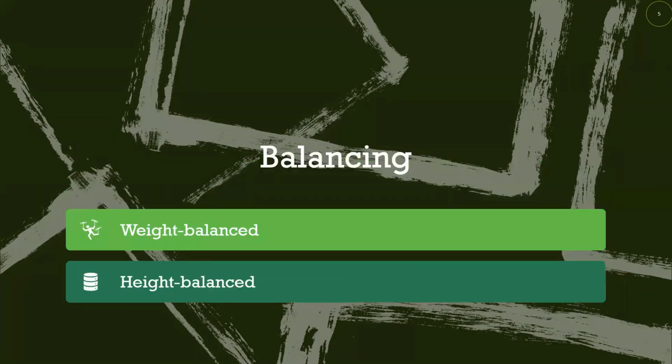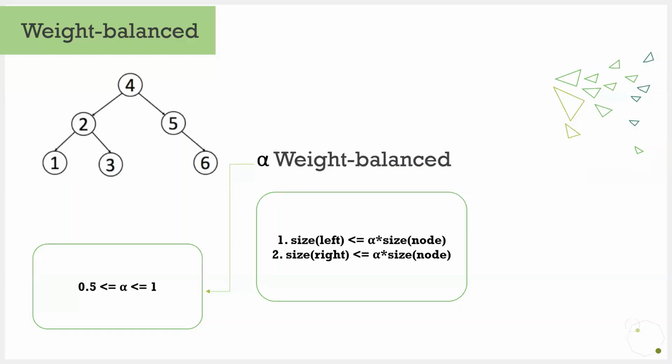Now let's talk about the balancing. There are two kinds of balancing in scapegoat trees. The first one is weight balanced. A typical binary search tree is weight balanced when half of the nodes are on the left subtree and the other half are on the right subtree. Scapegoat tree uses alpha weight balance criteria, which is as follows. The size of left and right subtree should be less than or equal to alpha times the size of the node. Alpha can take values from 0.5 to 1. High alpha values result in fewer balances, making insertion quicker, but searching and deletion slower.